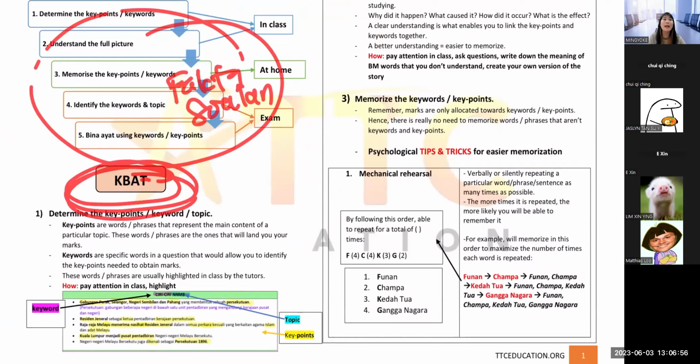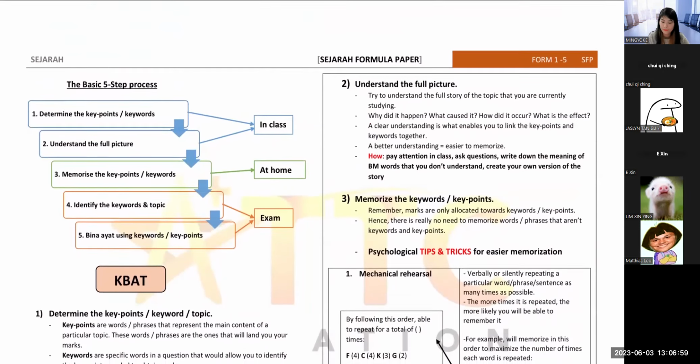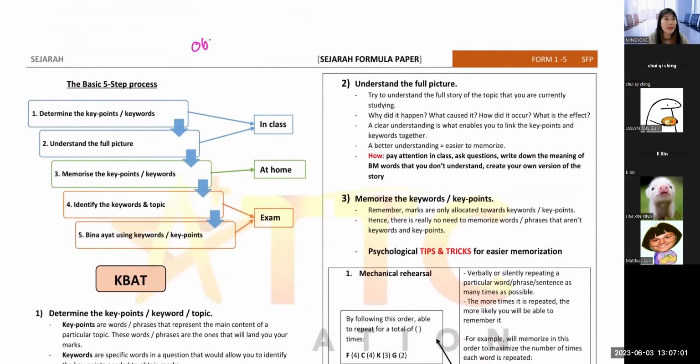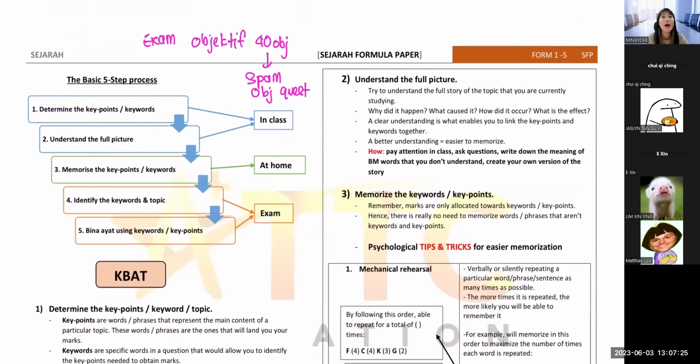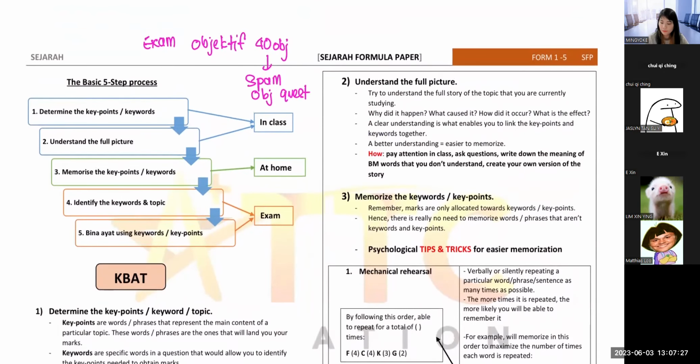Then when it comes to KBAT, you all know already. For your exam questions, by right the objective part has 40 objective questions. So the only thing you need to do is spam your objective questions. Practice. After you spam already, then you go to your structure questions.